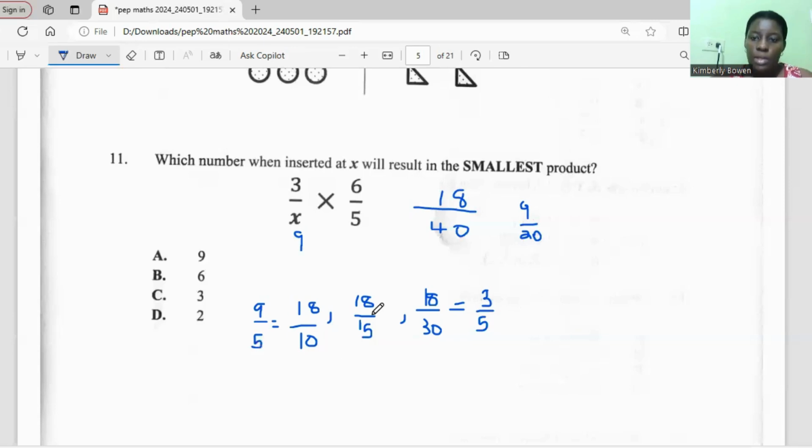Which one is the smallest? All right, so the smallest here would have been 9 over 10. And that's A.